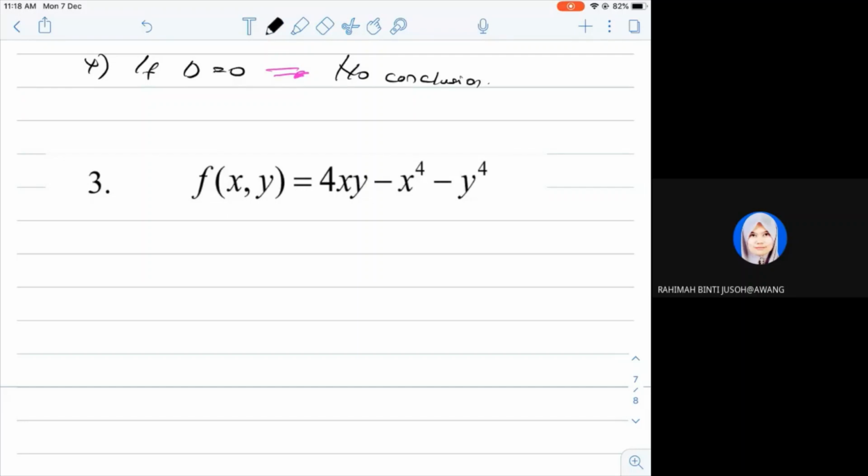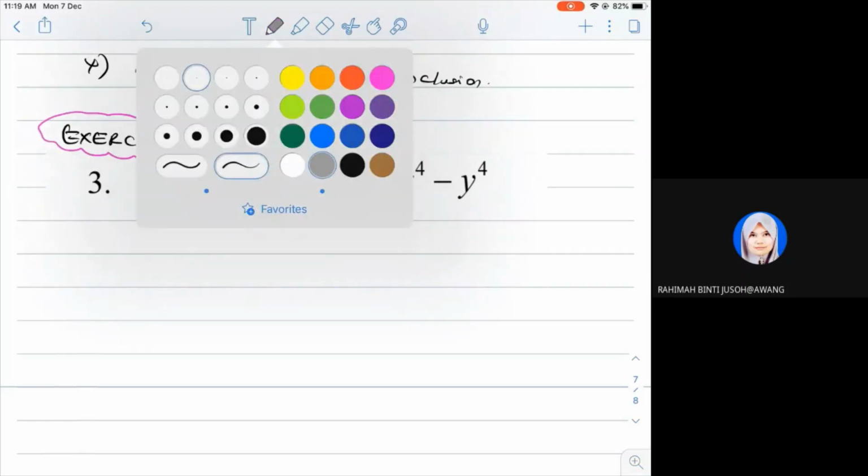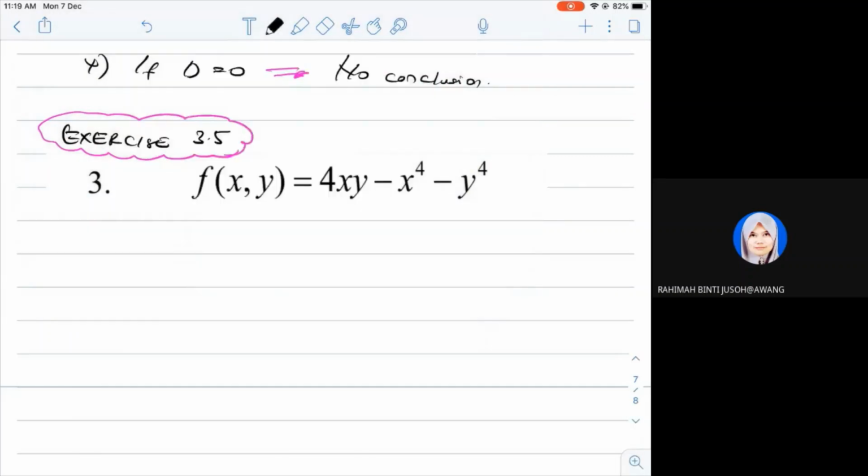Okay, exercise 3.3, question number 3.3 pula, 3.5. Question number 3. Okay. So we have, okay, first step.